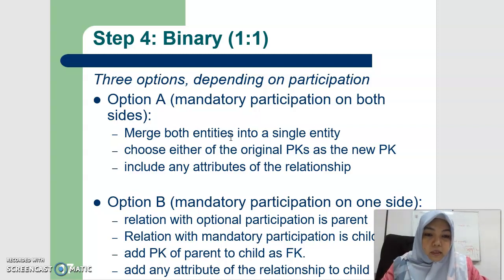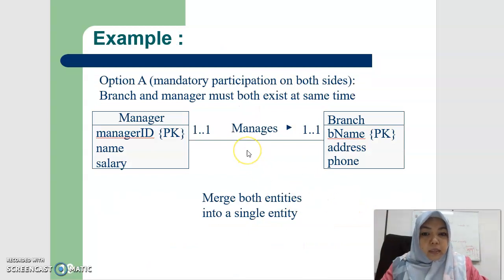So if it is mandatory on both sides, you have to merge both entities into a single entity. And then you can choose either one of the primary keys as the new primary key. And you have to include all the attributes inside the relation. As you can see in the example here, we have two entities, that is manager and branch.